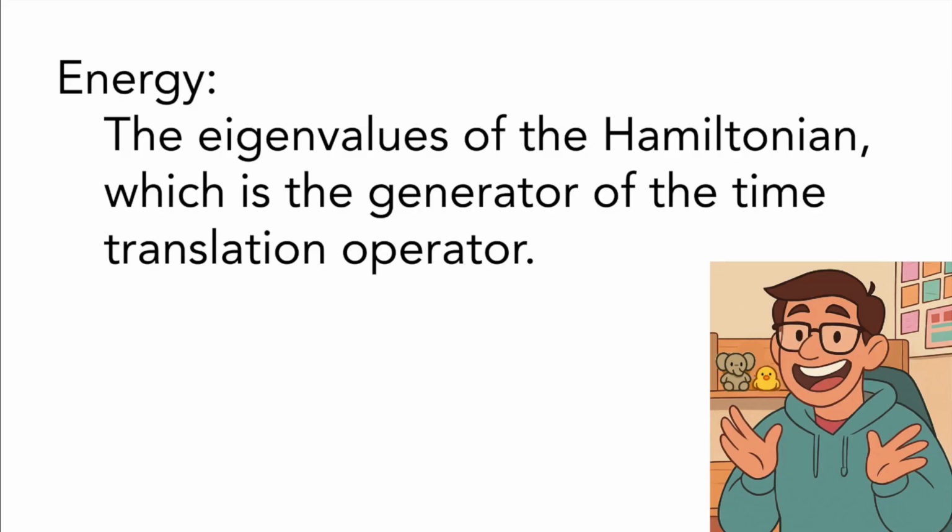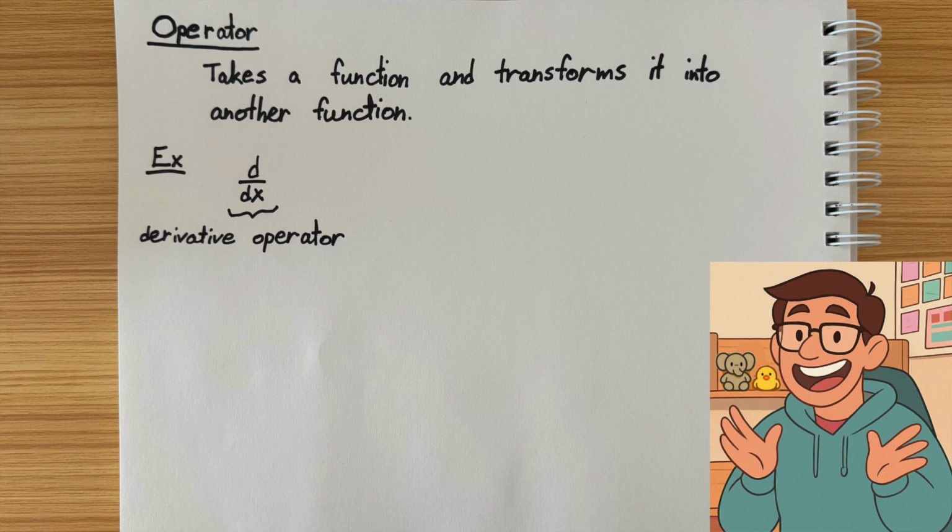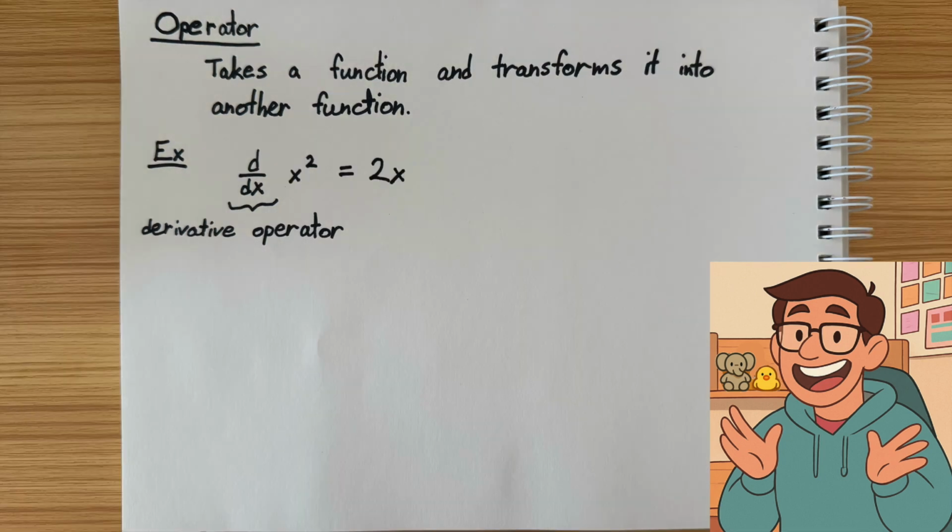So in order to explain every part of this definition, let's start at the last part and work our way back. In other words, let's start by explaining what an operator is. An operator is a mathematical device that takes a function and transforms it into another function. One example of an operator is the derivative operator, written as d/dx. Let's take a function like x squared and apply the derivative operator. We end up with 2x. So one function goes in, x squared, and one function comes out, 2x.